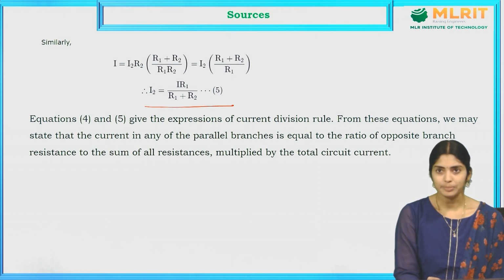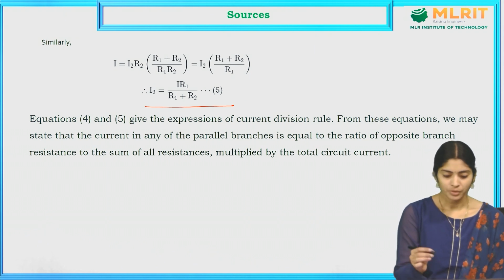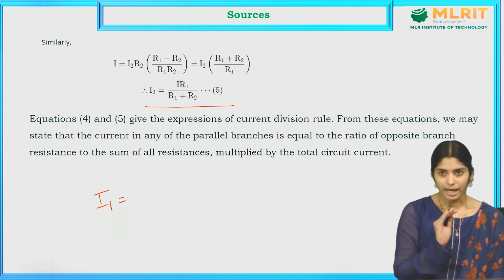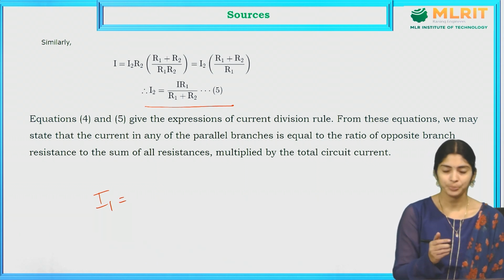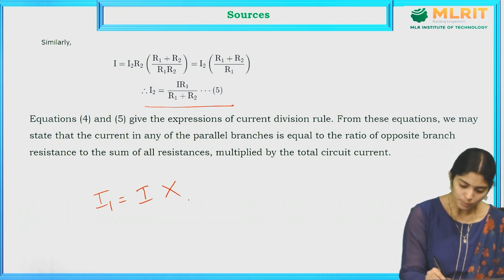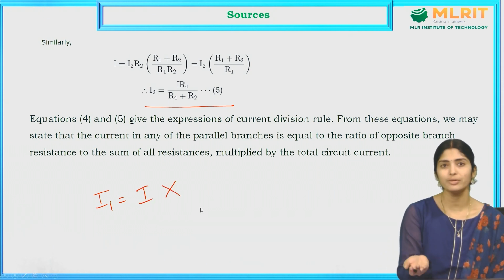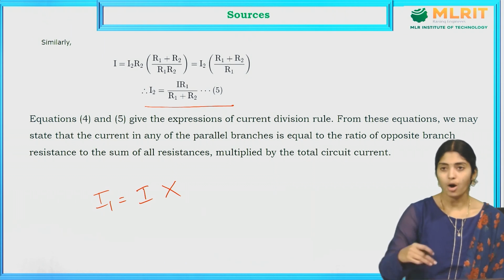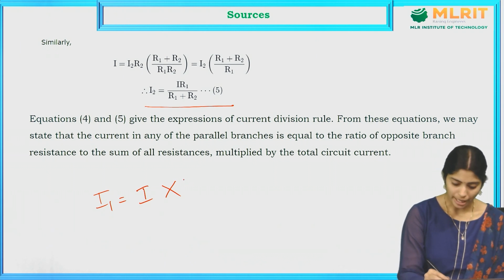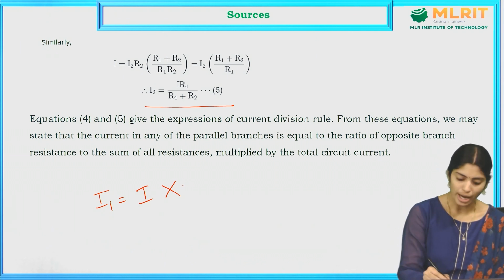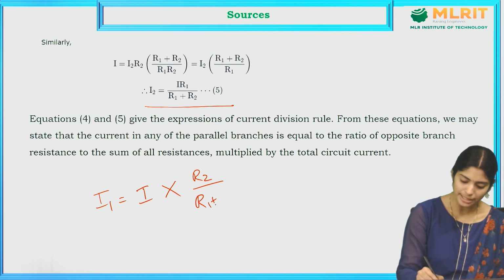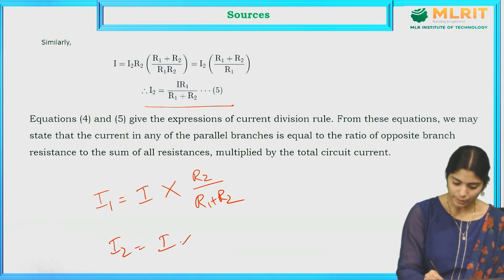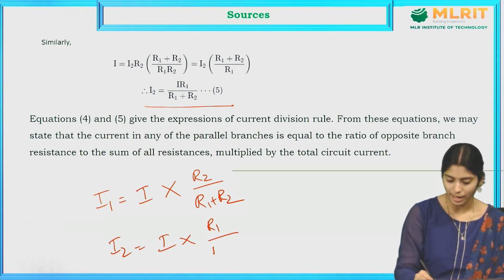So we can easily remember the current division rule formula as: I1 is equal to, if you want to find out the value of the current which is flowing through the resistor R1, the total current I into the opposite value of resistance by total value of resistance. So I1 means what is the opposite value? I2, which is flowing across R2. So I into R2 by R1 plus R2. If we want to find out the current I2, total current I into the opposite, R1 by R1 plus R2.